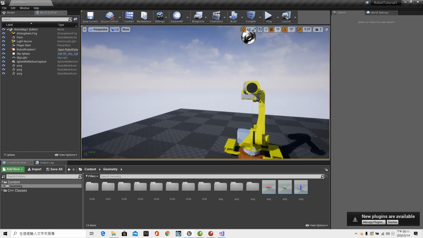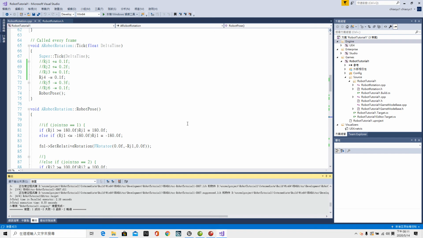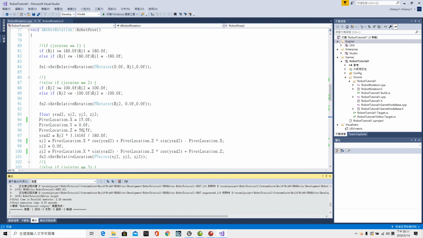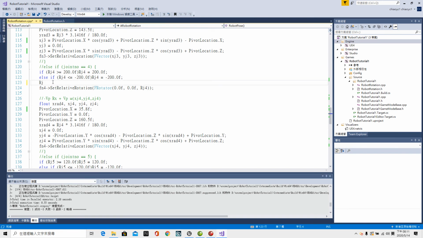How to change the program about the rotating degree? Like the J1 rotating, and the joint number 4. Before set relative rotation, we have to change the sign of RJ4 by using RJ4 equal to minus RJ4 semicolon, and then calling set relative rotation. The rotation will be changed.